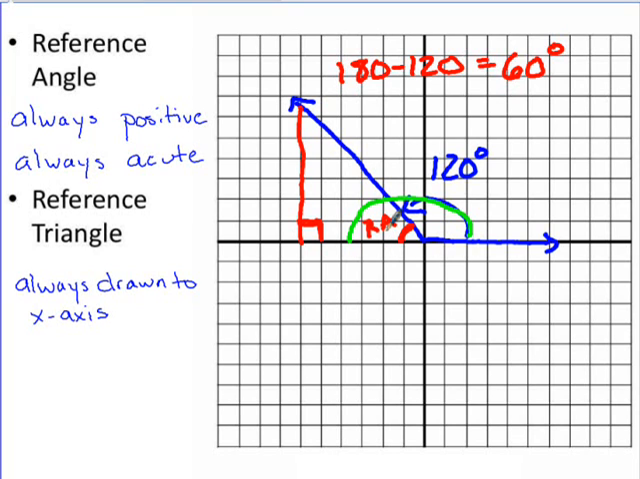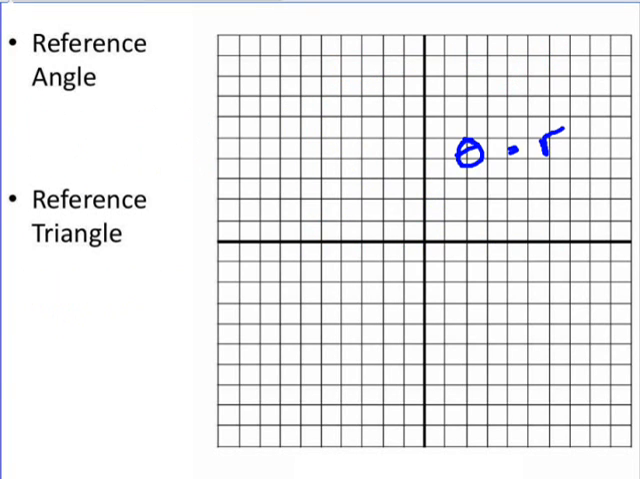Alright, and the easiest way, I think, to find reference angles, we're always drawing them to the x-axis. Okay, so they will always follow the same pattern. Okay, so if I'm in the first quadrant, then whatever the angle is, that is the reference angle. Okay, so if this were my angle, if this was a 40-degree angle, 40 would also be the reference angle, because if I draw the triangle, the angle and the reference angle are the same thing. Alright, so in the first quadrant, the angle is the reference angle.